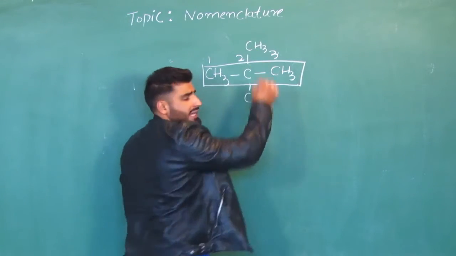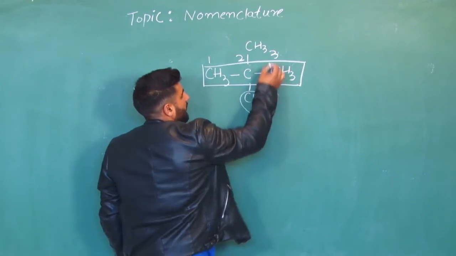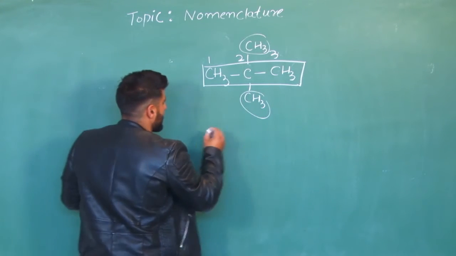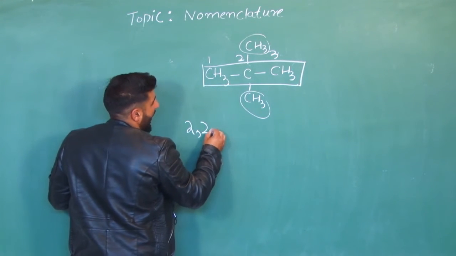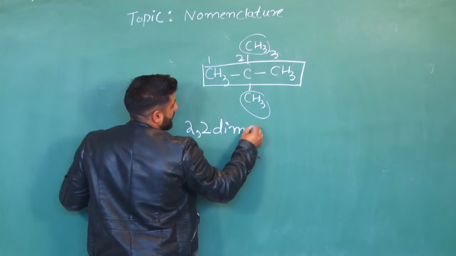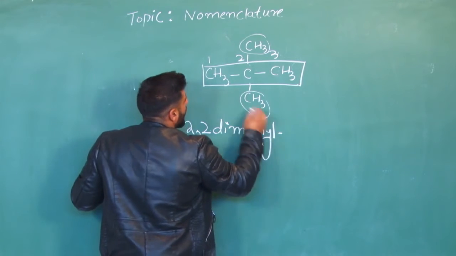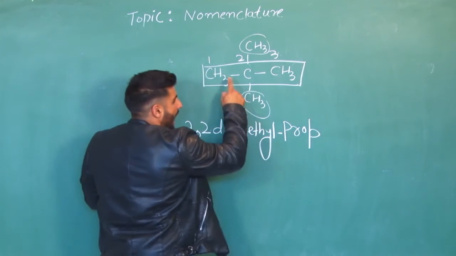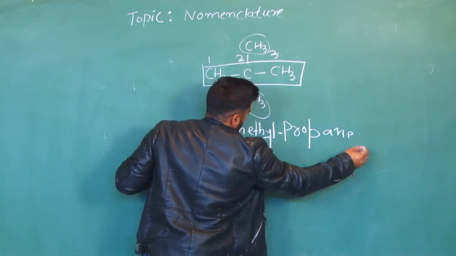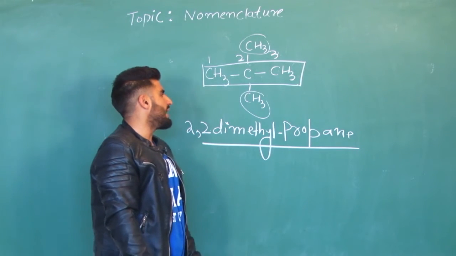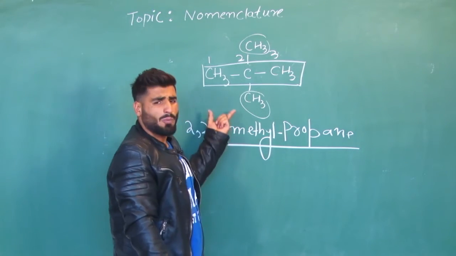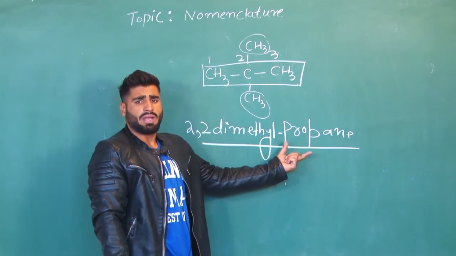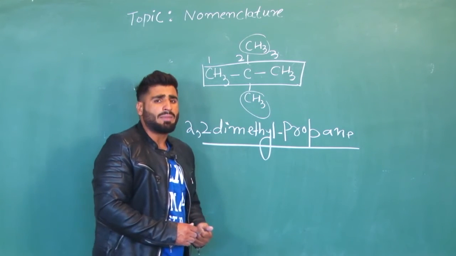Now I have to name this organic compound. These are side chains, substituents. They are supposed to be written as prefix. So their locants will be 2, 2. I have 2 methyls, so dimethyl: 2,2-dimethyl. For the 3 carbon chain, I use the root word prop. I have only single bonds, so it's ane. So this compound is 2,2-dimethylpropane. It is also sometimes known as neopentane, but that is a common name, not the IUPAC name.